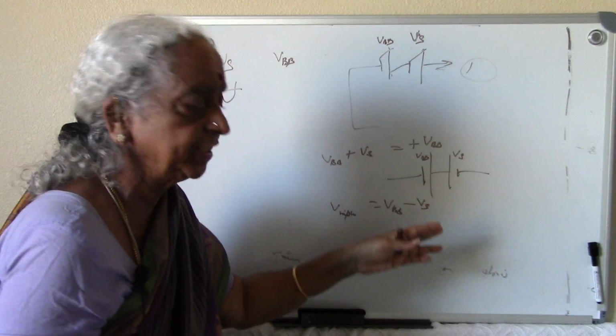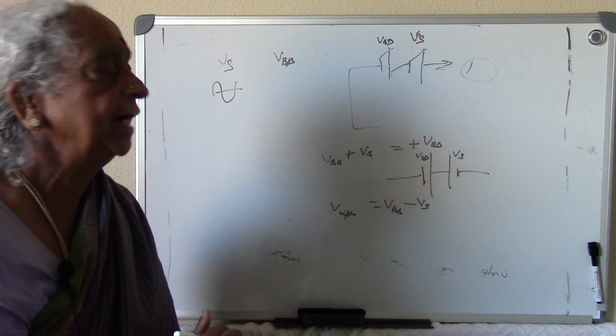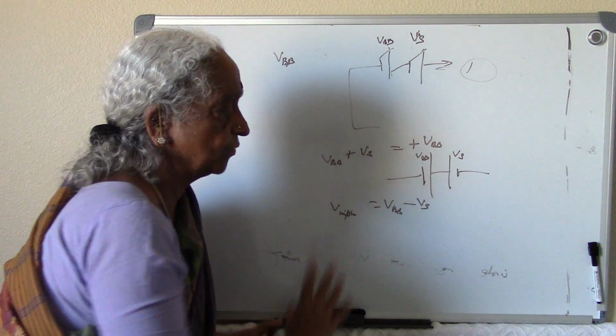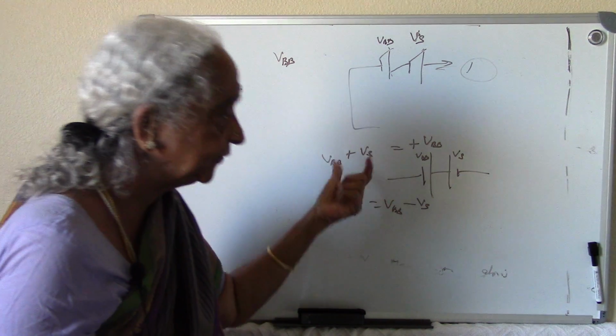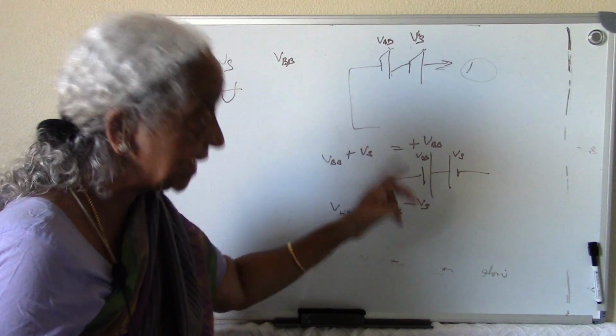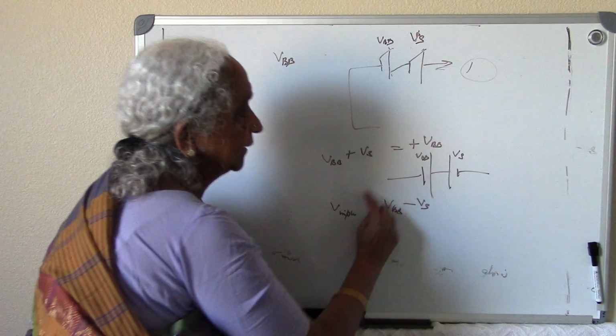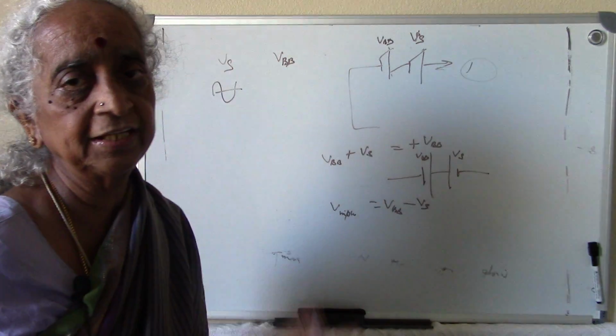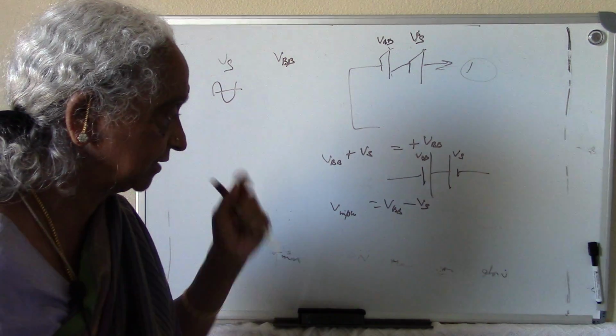Either VBB minus Vs or Vs minus VBB, and it will take the sign of the greater one. If VBB is not sufficiently high compared to Vs, this factor may go negative. Again, I would reverse bias the input junction, the base emitter junction.